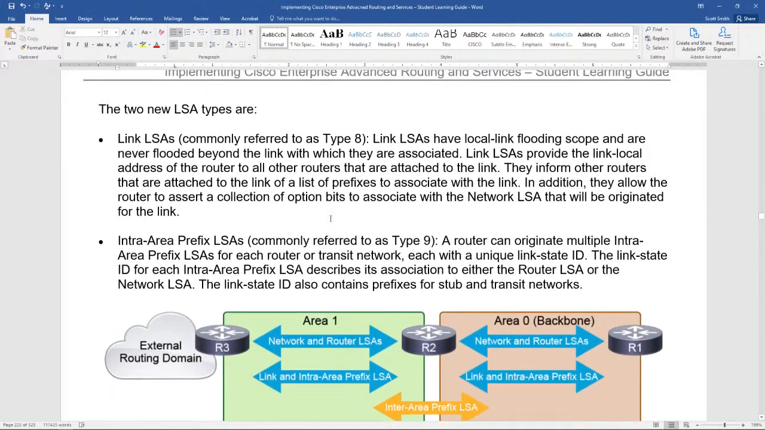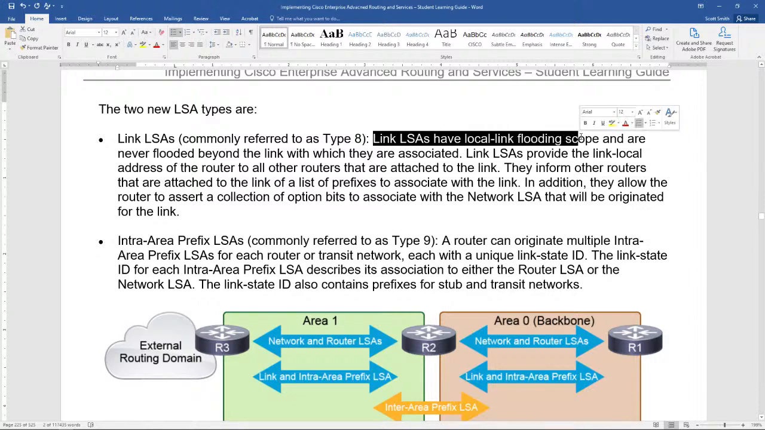Some new LSA types. In IPv6, we use link local addressing a lot, right? Link local addressing, the FE80 /10 addresses are used in IPv6. So these link LSAs allow us to describe that link local information. Notice that these link LSAs have a local link flooding scope, which means they're not even passed throughout the area. They're only passed to somebody in a common subnet, which is kind of important. All right, this is the only LSA type that doesn't even have a full inter-area scope.